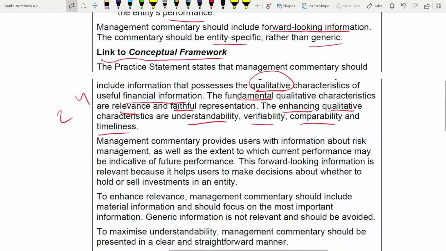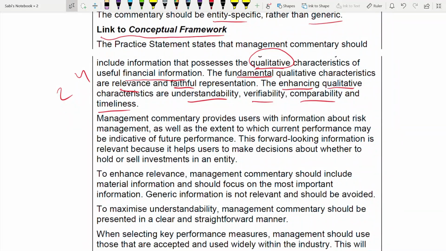Now, it also provides information about risk. So what does management commentary provide users with? Risk management, the risk that you're taking. Okay. And also it shows the extent to which the current performance can be indicative of the future performance, whether it is in line, whether you have to improve it, whether you are not currently performing well. You can know through this management commentary. Okay.